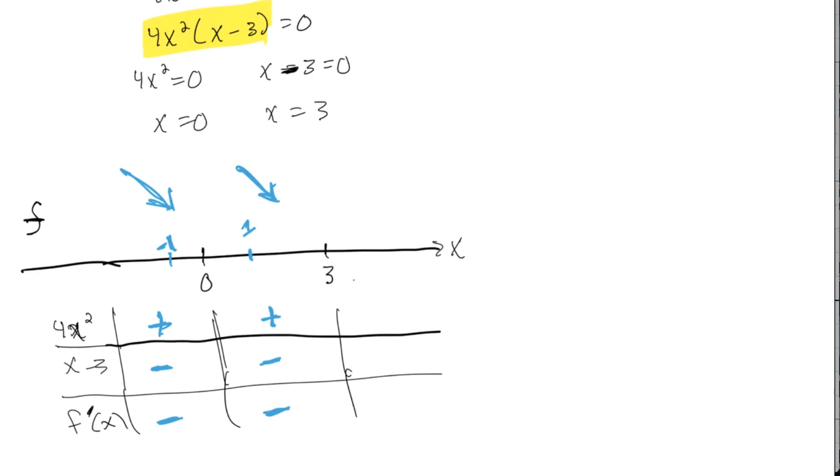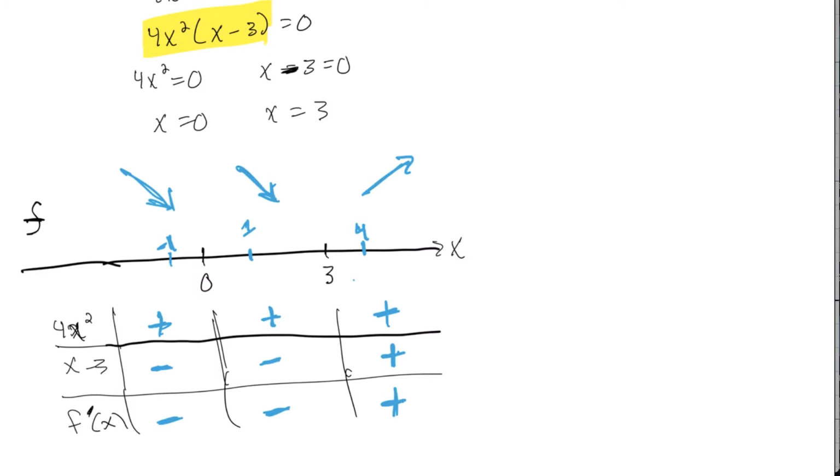Now lastly, I'm going to pick a number to the right of x equals 3. I'm going to pick x equals 4, just because I feel that will be the easiest to plug in. So when I take x equals 4 and I plug it into the factor 4x squared, I'm going to get a positive number. And then when I take x equals 4 and plug it into the factor x minus 3, I get 4 minus 3, which is 1. That's positive. So positive times a positive is positive. My derivative is positive, so I'm increasing on that interval.